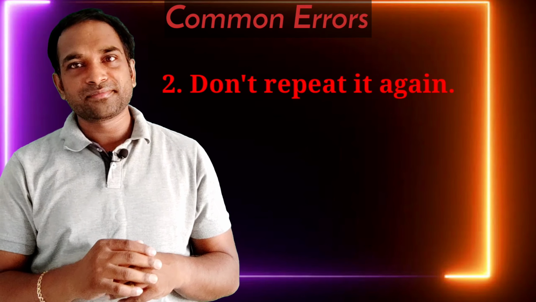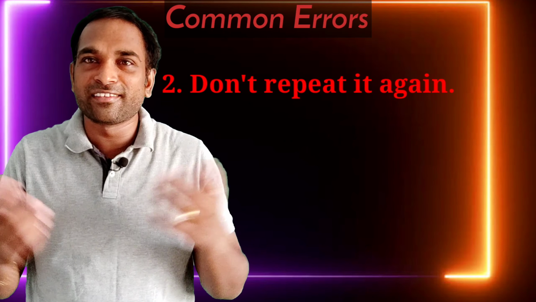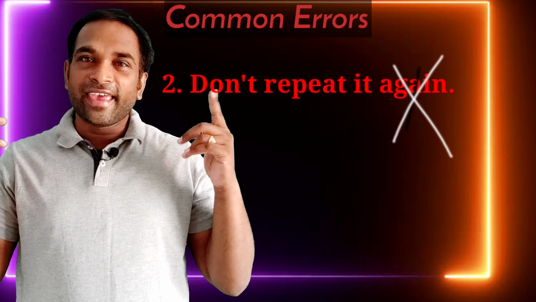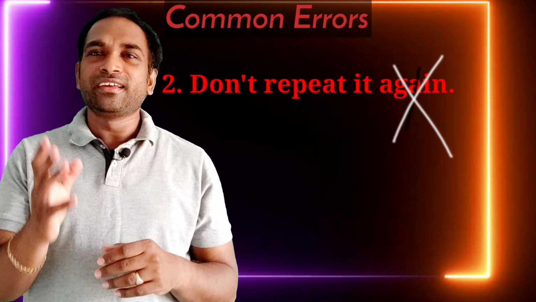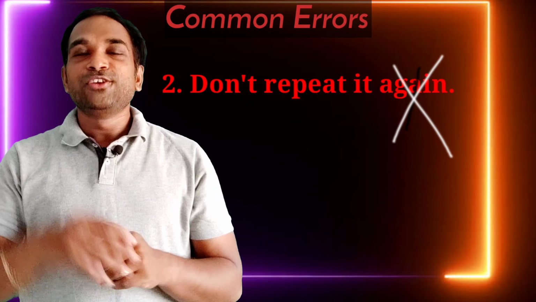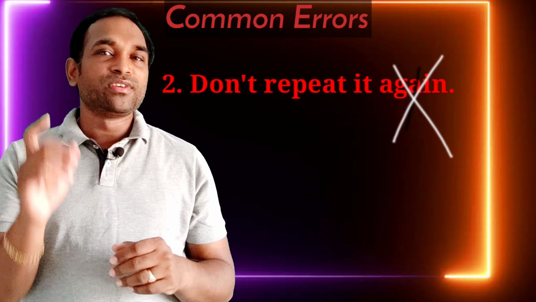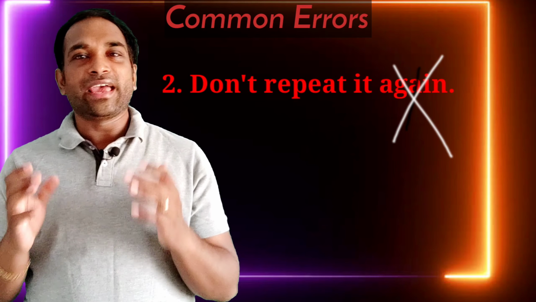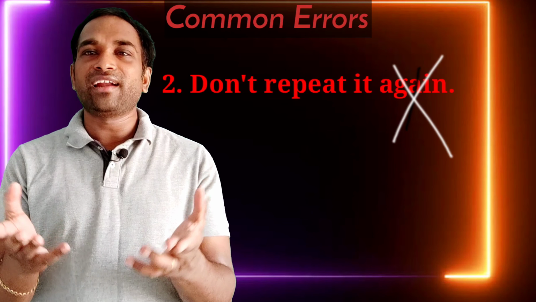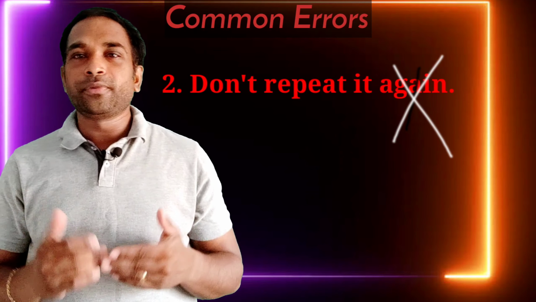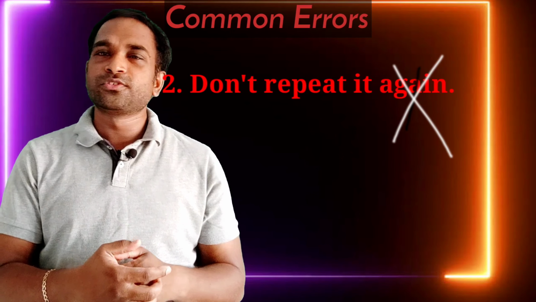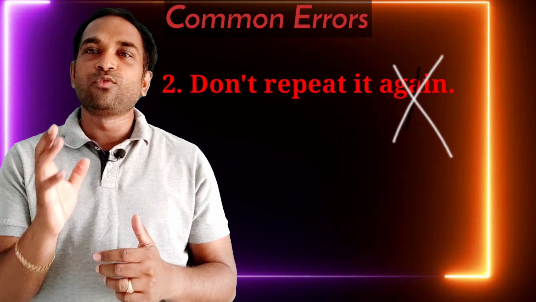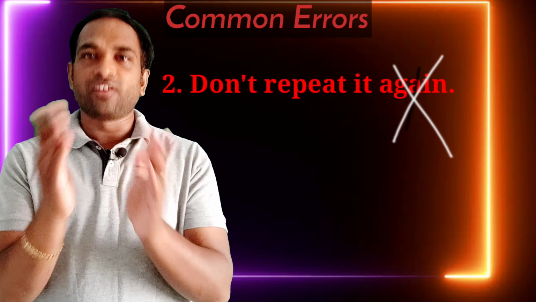Don't repeat it again. Do you think there is an error in this sentence? Yes, there is an error, and the error is "again". You should not repeat this again. You should not use the word again when we say repeat, because repeat itself has the sense of again in it. So there is no need of adding this word again after repeat. Many of us use this word after repeat, but we should not. We should just stop by saying repeat.